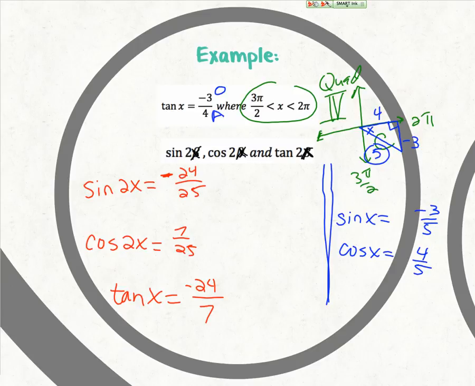Negative 24/7. So, for tangent, how many of you guys drew a triangle? How many of you guys used the formula sine over cosine? How many of you guys just didn't ever do it? Okay. So we are going to talk about something just a little bit different coming up next. So are there any questions about using these formulas? Okay.